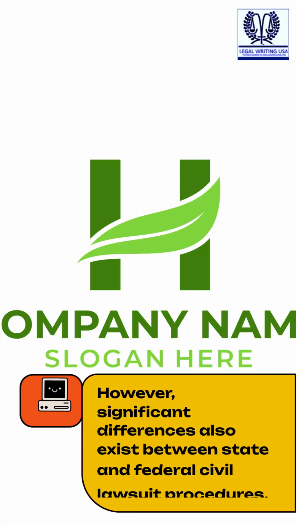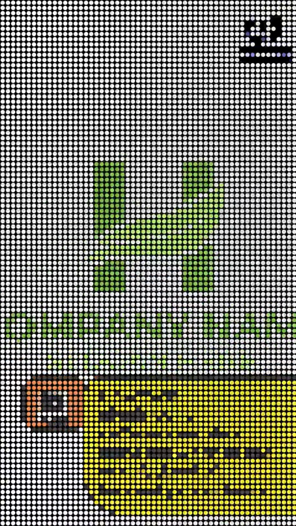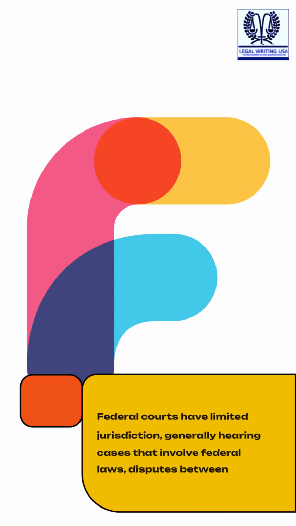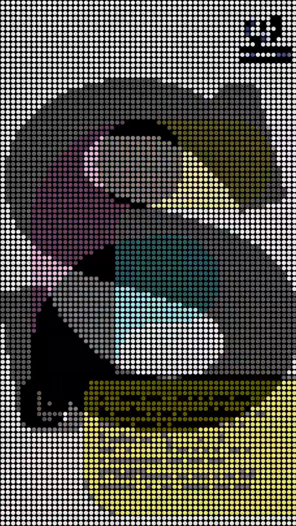However, significant differences also exist between state and federal civil lawsuit procedures. One of the most notable contrasts is the jurisdictional requirements. Federal courts have limited jurisdiction, generally hearing cases that involve federal laws, disputes between citizens of different states with claims exceeding $75,000, and cases in which the United States is a party.